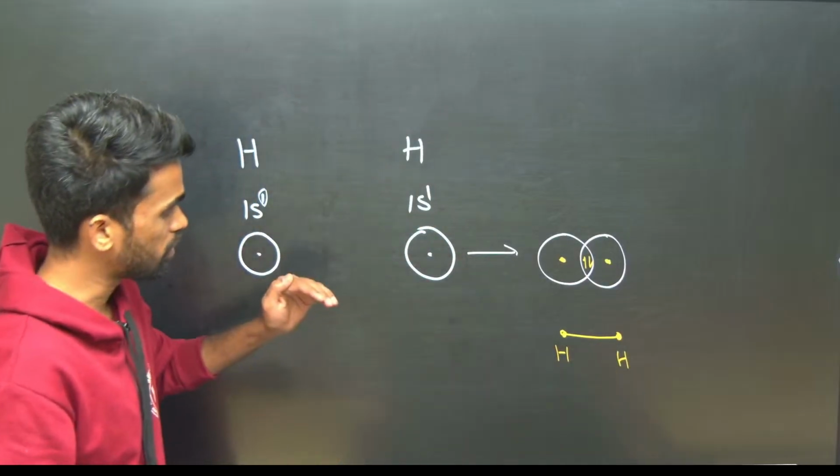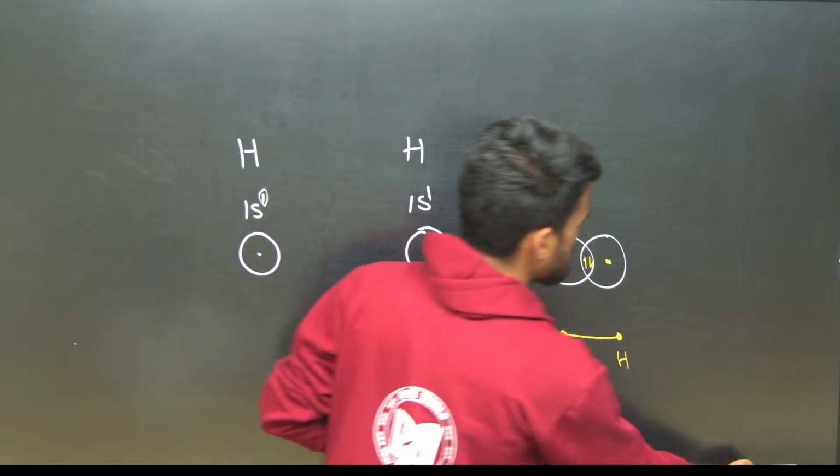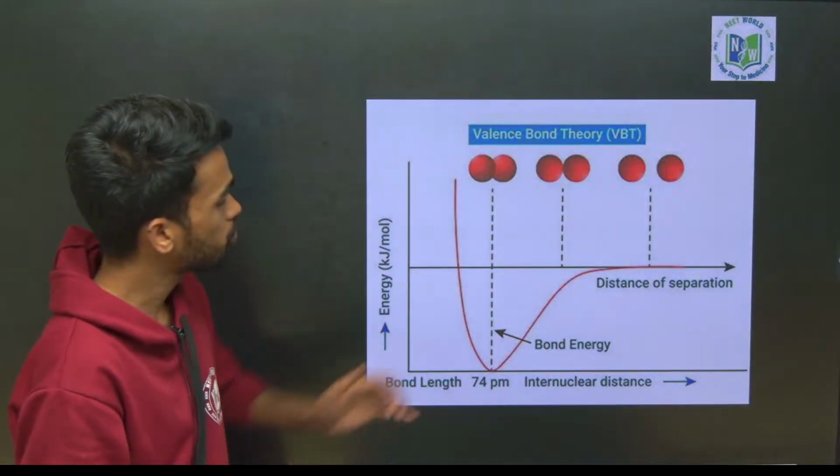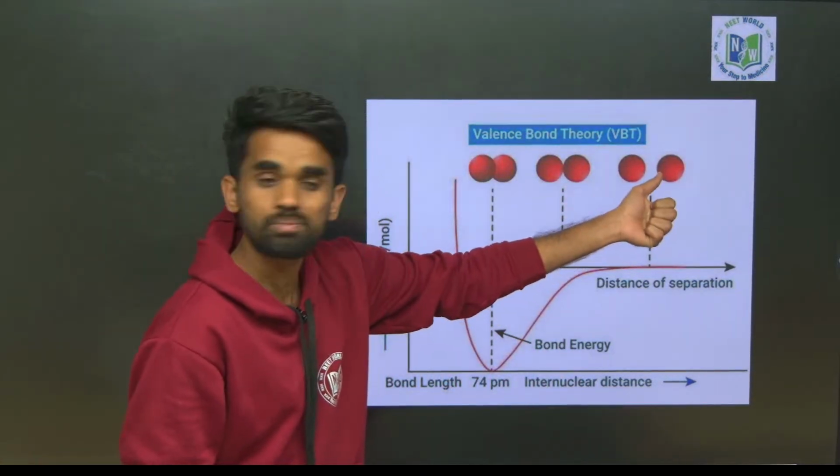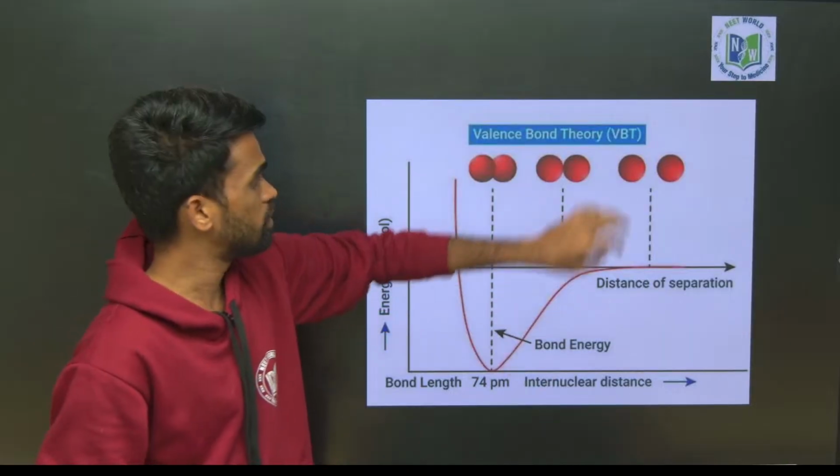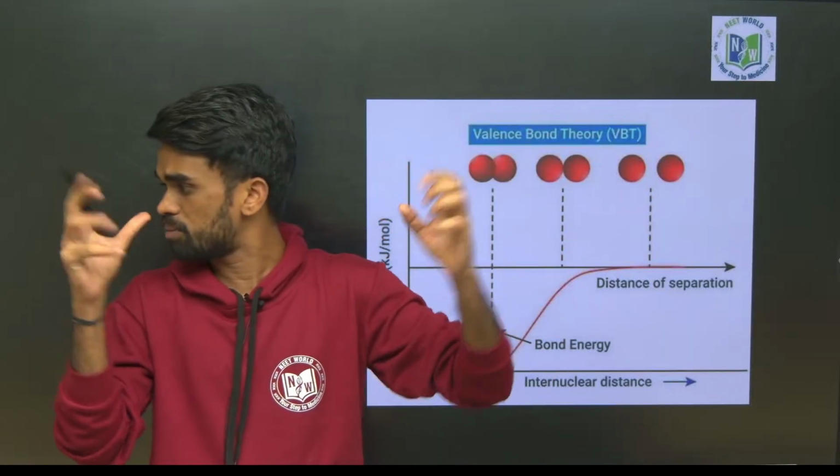Now if we want to get more clarity on this, just look at this graph. Here we have two hydrogen atoms. These red color bars represent two hydrogen atoms, which are very far from each other.